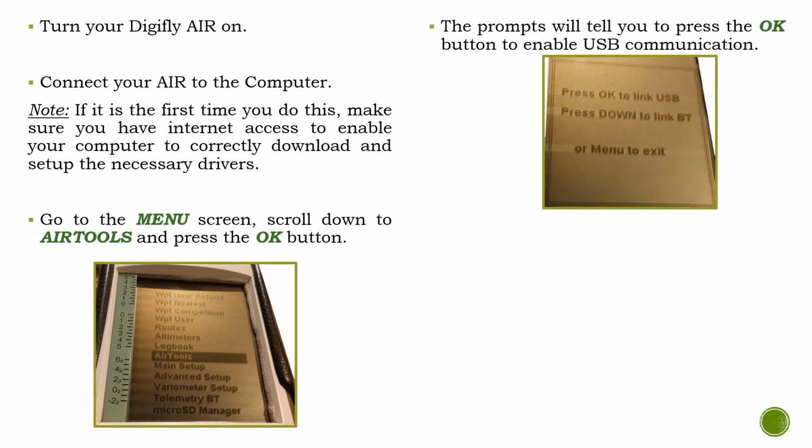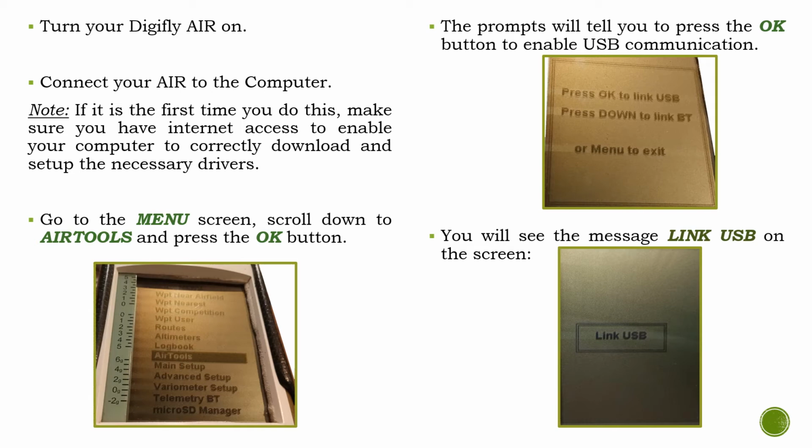On your Digifly, go to the menu screen, scroll down to AirTools, and press OK. Follow the prompts by pressing OK in order to enable USB communication. You will see the link USB message on your screen.